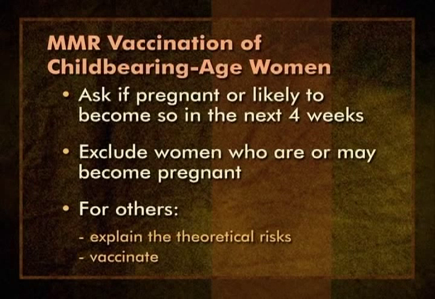For those women who are not excluded by these questions, explain the theoretical risk of vaccination during pregnancy and the importance of not becoming pregnant during the 4 weeks following vaccination. Then vaccinate them. ACIP does not recommend routine pregnancy testing of women before rubella vaccination. Inadvertent vaccination of women who are pregnant is bound to occur, even with careful screening.